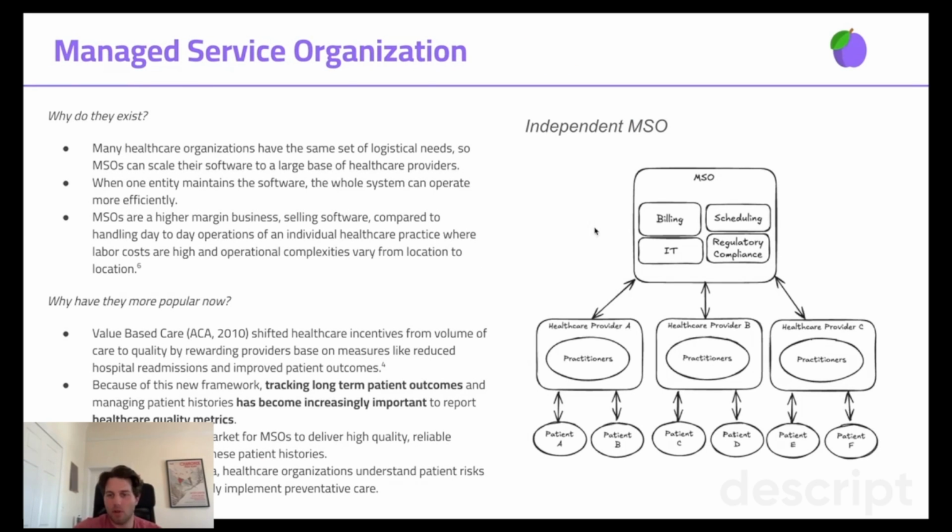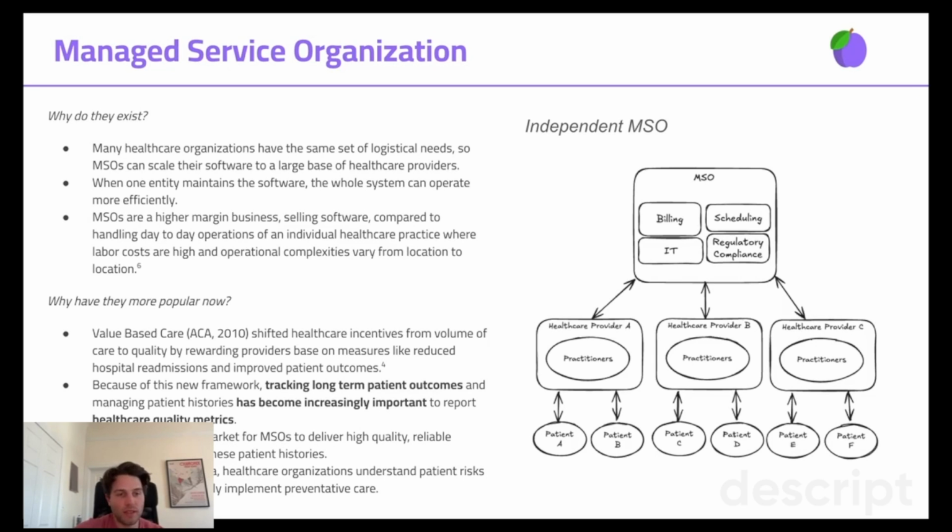Here, you'd see an example of how the patient might not even be aware of the MSO's role. Oftentimes, the software is white labeled for the provider. They exist because the same set of logistical needs is often needed. MSOs can scale their software more easily than healthcare providers can scale their services. It's also a higher margin business in selling software compared to handling the day-to-day operations of a healthcare practice where labor costs are high and operational complexities can vary.